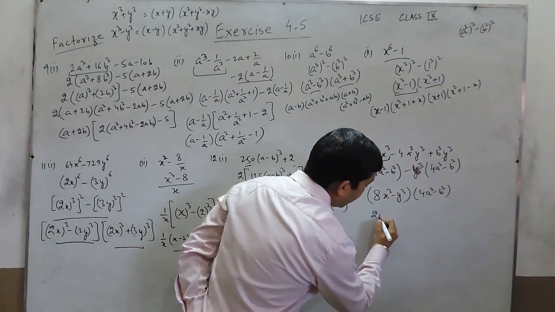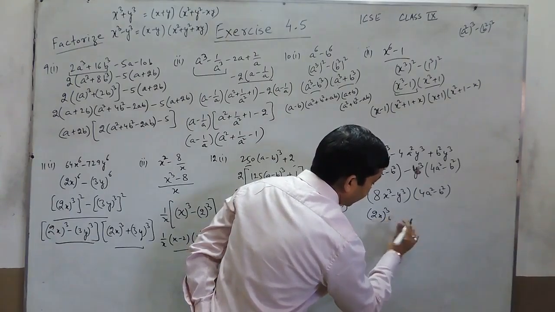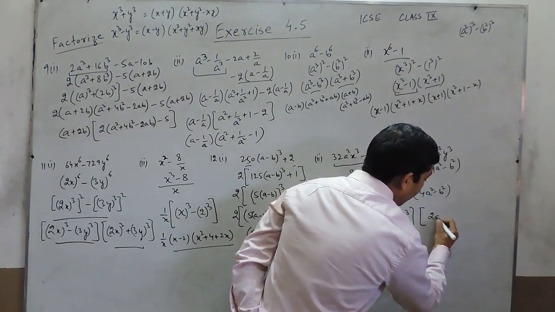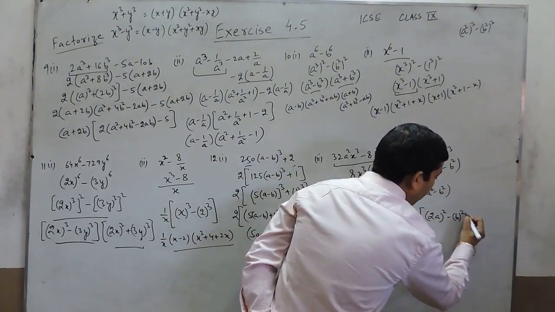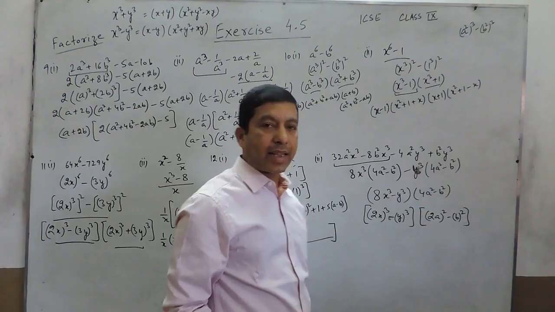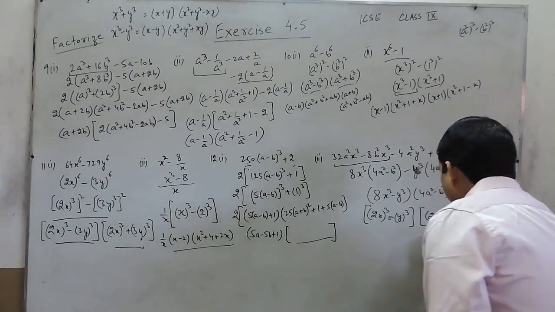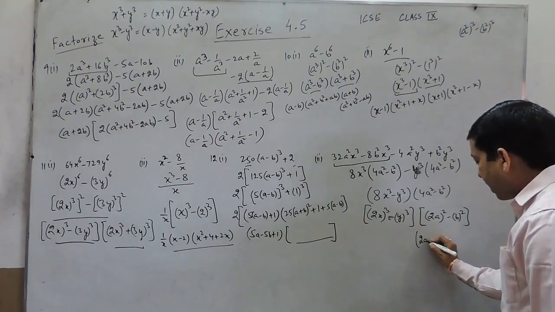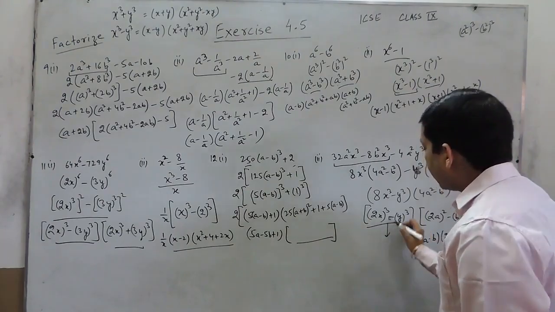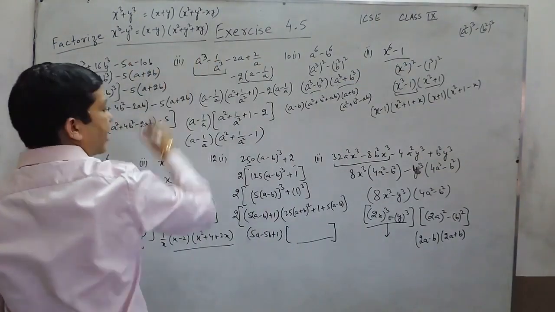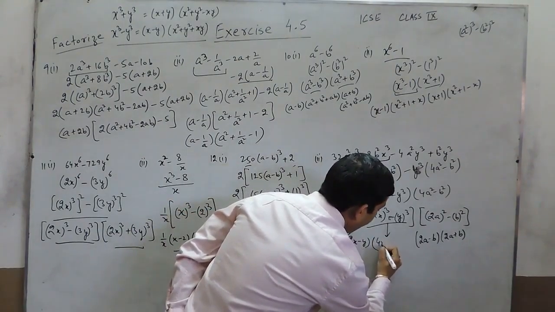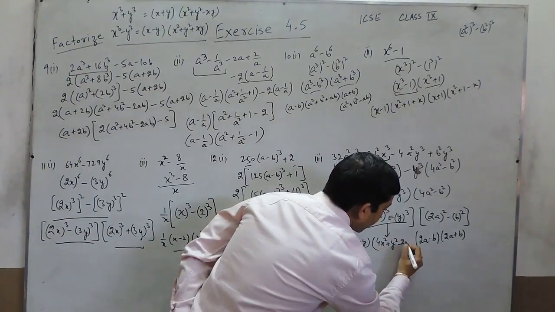So to the whole I can write (2x)^3 minus y^3 as the first term, and the second term is (2a)^2 minus b^2. So this is in the format of x cube minus y cube, while this is in the format of x square minus y square. If something is in the format of x square minus y square, this can be written as x minus y multiplied by x plus y. And this can be opened by the formula x cube minus y cube. This will be written as 2x minus y as one factor, while 4x square plus y square plus 2xy as the other factor.